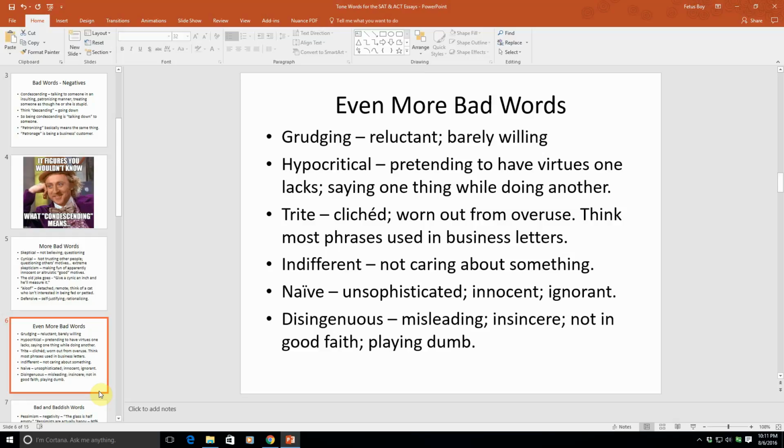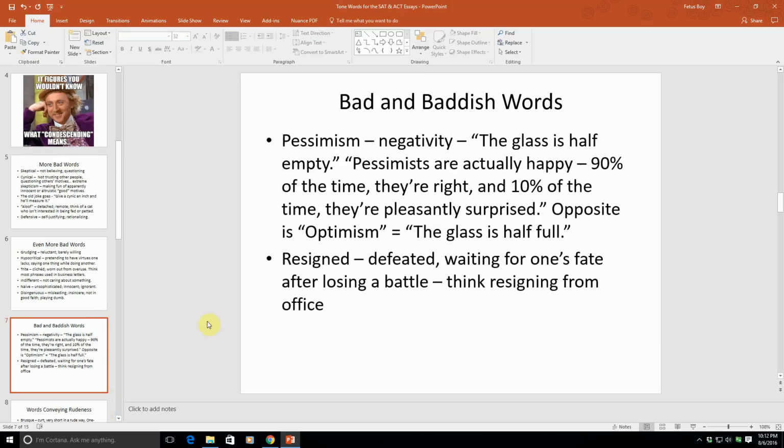Naive: unsophisticated, innocent, ignorant. Oh, you are so naive. I used to think like you, and then I grew up. Disingenuous. Well, that's misleading, insincere. When you're not acting in good faith, you're playing dumb. Oh, I didn't know you wanted the last piece of pizza or that cake with your name on it. Golly gee, that would be very disingenuous of me if I said that.